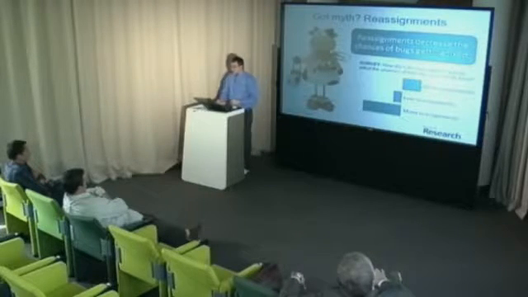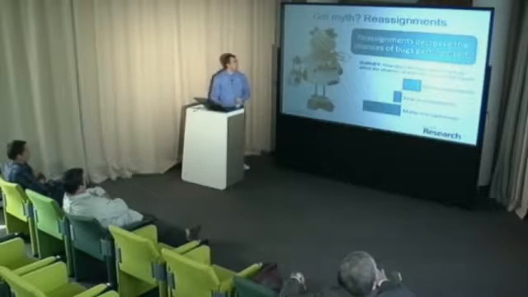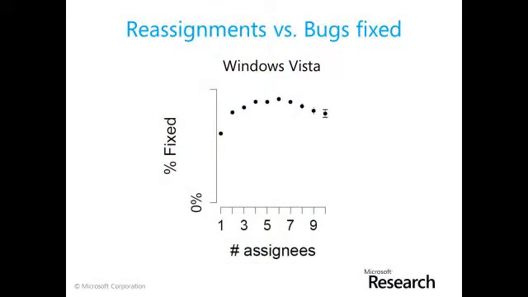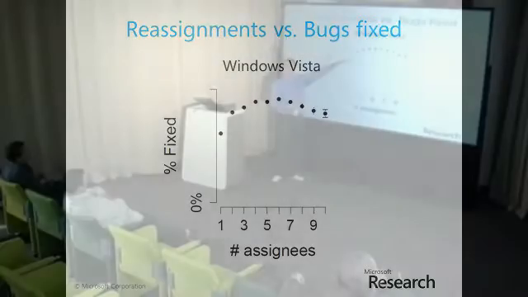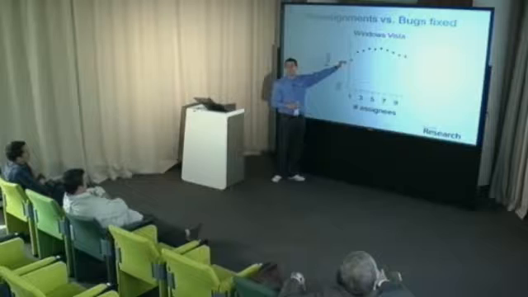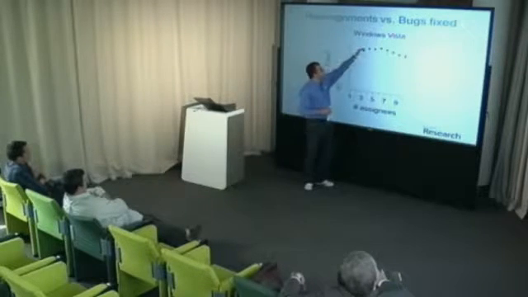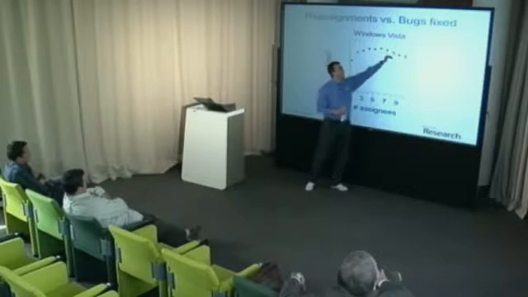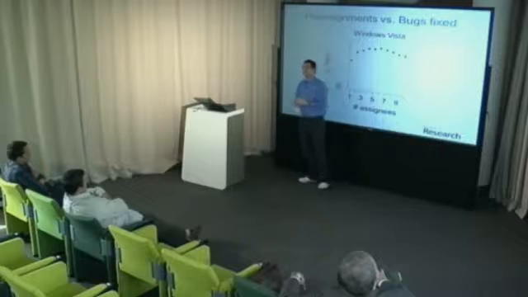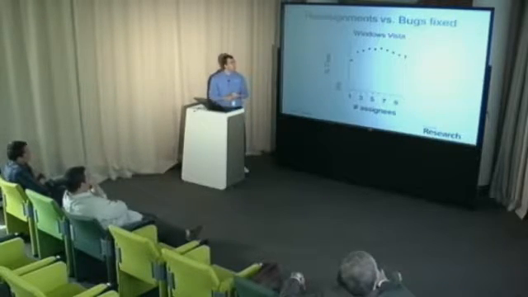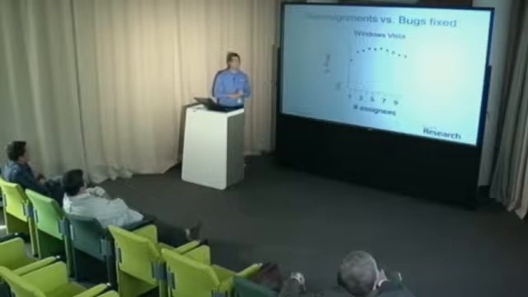So what we found was actually not exactly this. It was slightly different. We found that the lowest likelihood for bugs getting fixed is actually when you have no reassignments. Okay? For a few reassignments, it increases the likelihood of bugs getting fixed, and then it starts decreasing again. And so there were actually two reasons why this is the case.